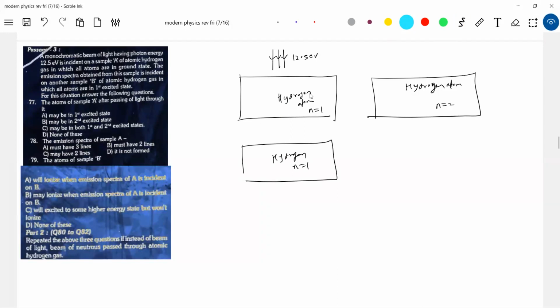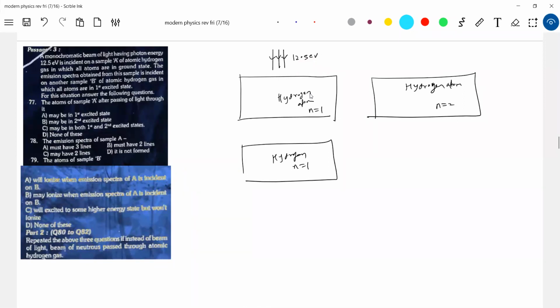Sir, can it happen? How much is needed? 10.2 is needed. Of 12.5, it will absorb partially, then the remaining it will reject? No, not possible. So the hydrogen atom will absorb only the photon which is required for its transition. Anything less than or greater than will not be absorbed. This is a golden statement which you have to remember. That's all.